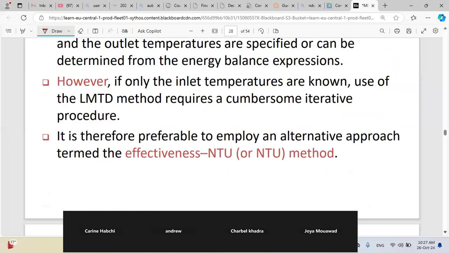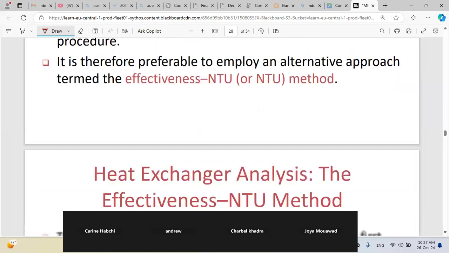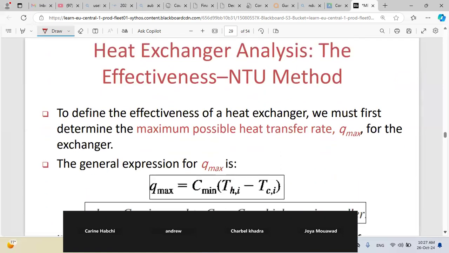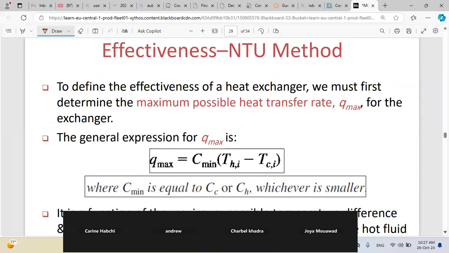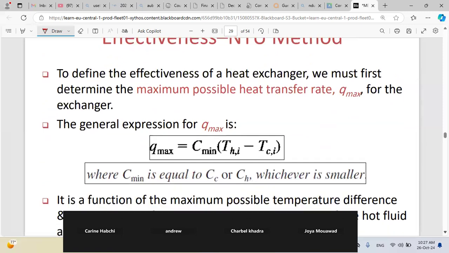However, if only the inlet temperatures are known, the use of LMTD method will require an iterative process and it will be a very long method. That's why it will be preferable to employ an alternative approach, which is the effectiveness NTU method. To be able to understand this method, first we should define some parameters. So to define the effectiveness of a heat exchanger, we must first determine the maximum possible heat transfer rate that can take place through the heat exchanger.